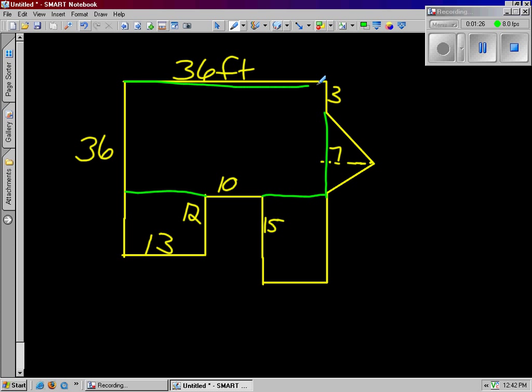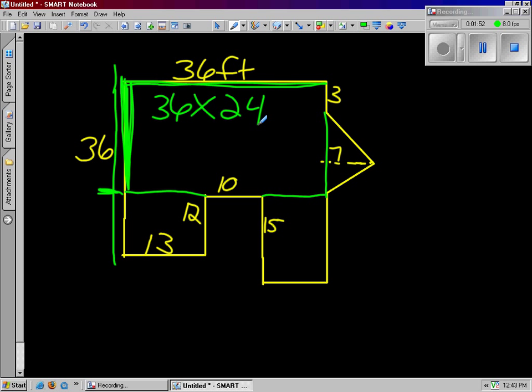So the big rectangle I see is 36 feet wide. And length, do not mistake this for 36 wide, because that 36 is the whole side, right? But I know from here down is 12. So I take 36 minus 12 to get my width of that big one, 24. So this width here is 24. So 36 by 24 is 864 square feet.